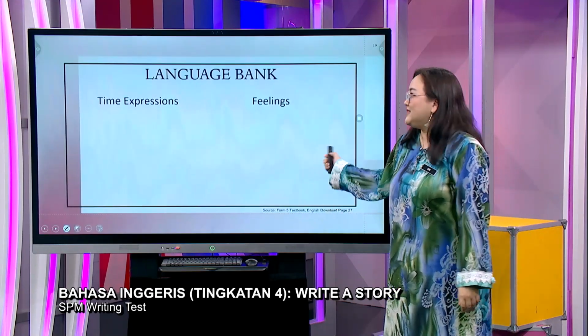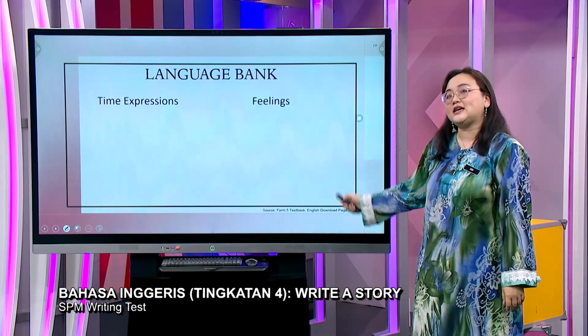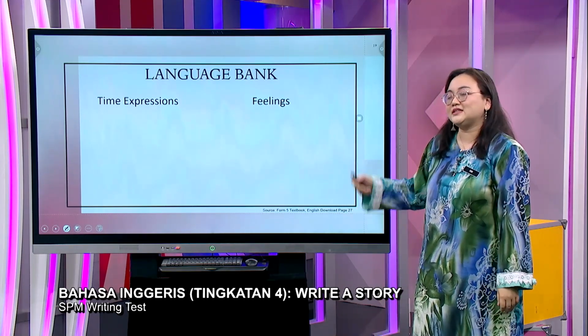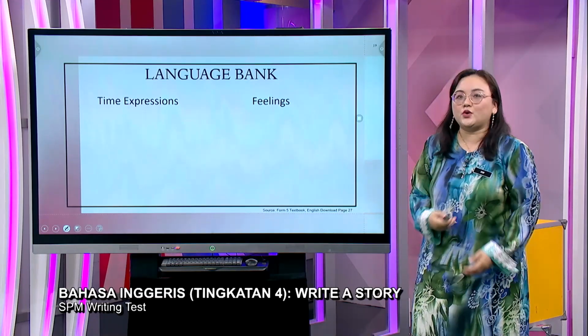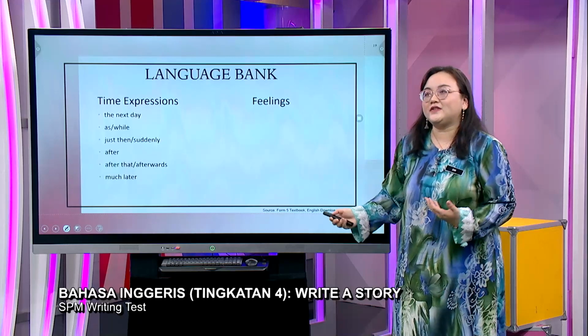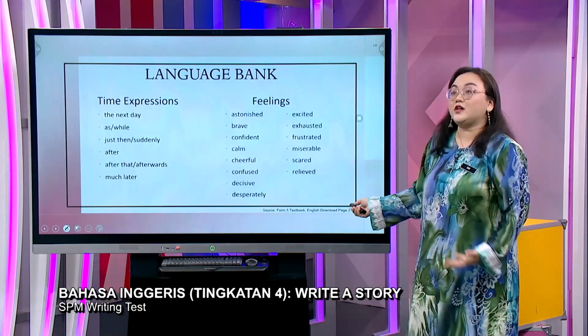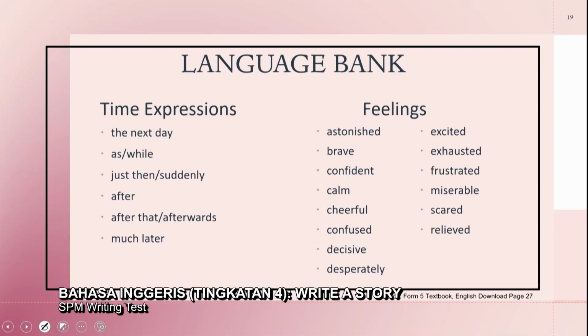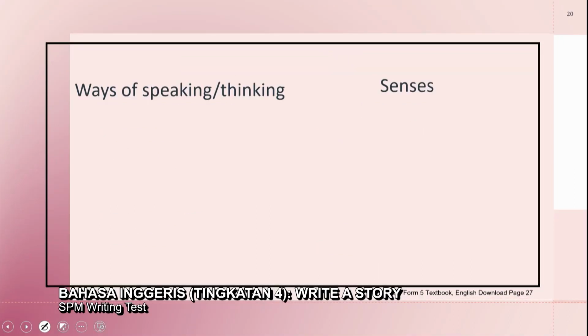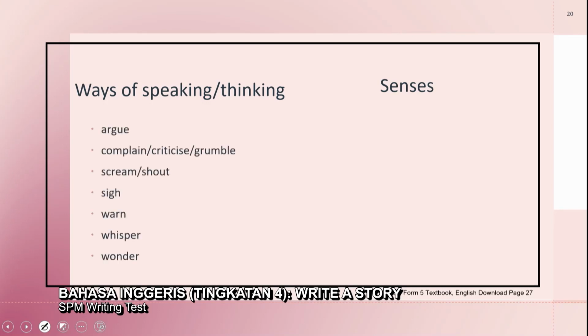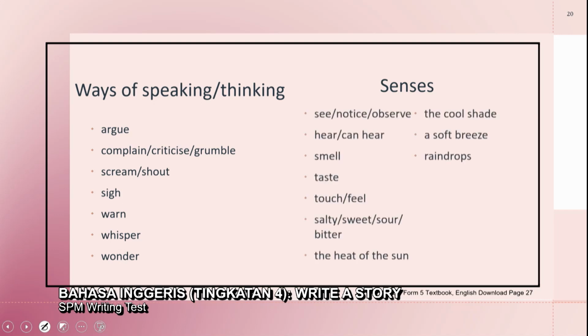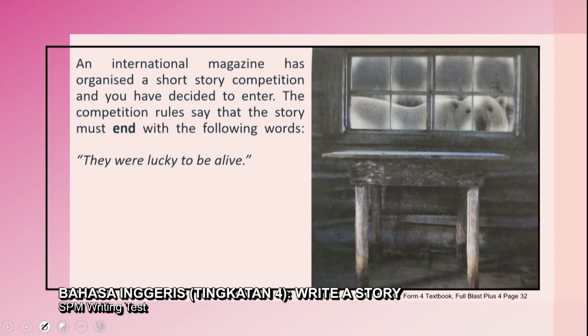Again, these are the language banks, the words and phrases that you can use to express time or feelings. Let's go through one more round before we get to the questions. We have the time, and we have those words for feelings. And if we would like to explain the ways how you speak or how you think, you can use all these words to guide you and help you with it, because different words have different meanings. They can explain different ways of speaking. And we have those 5 senses again here. You can use those words to help you in writing a story. So let's get to the questions.